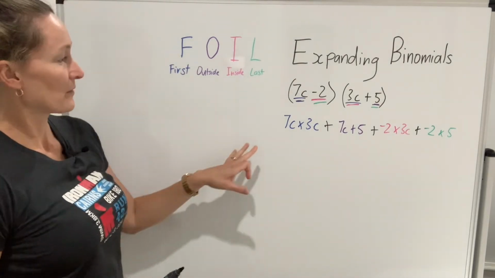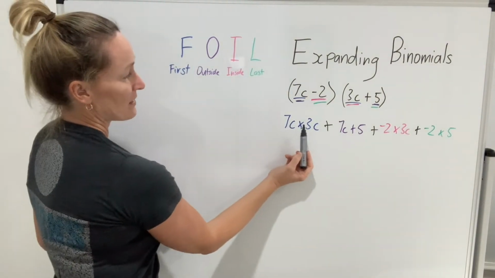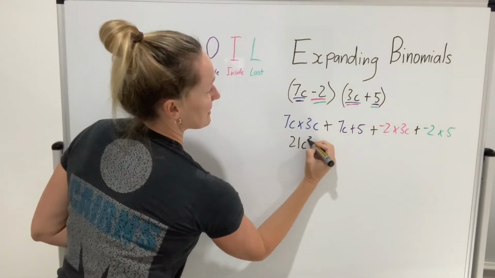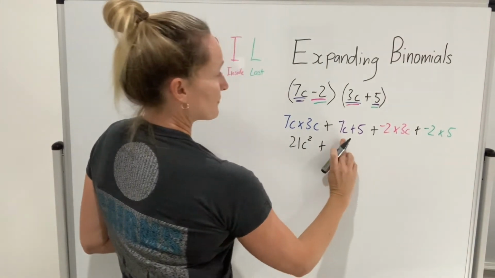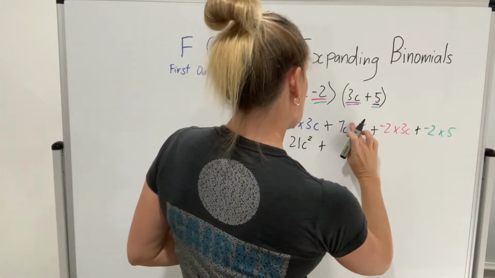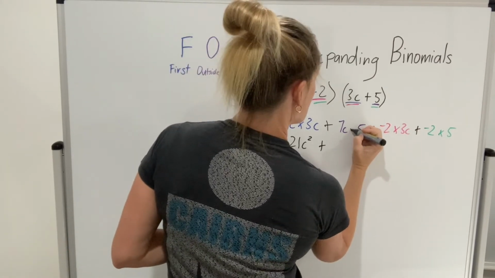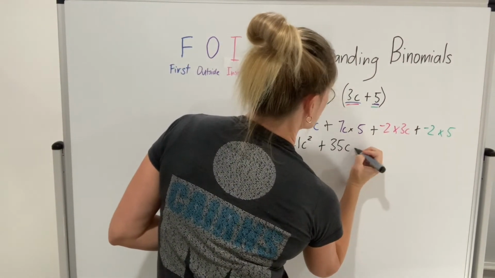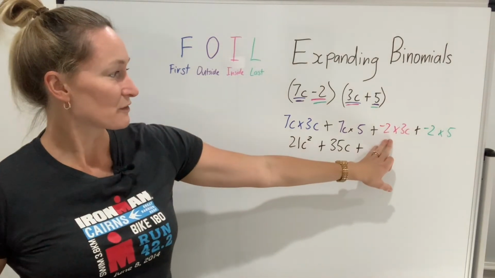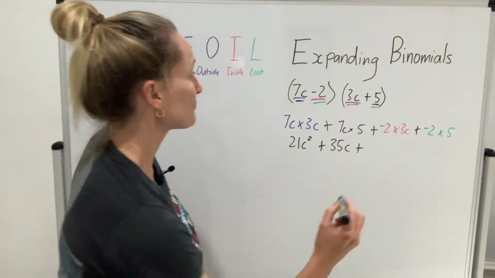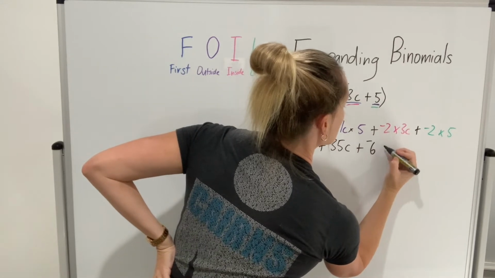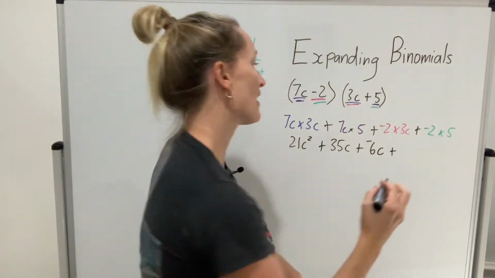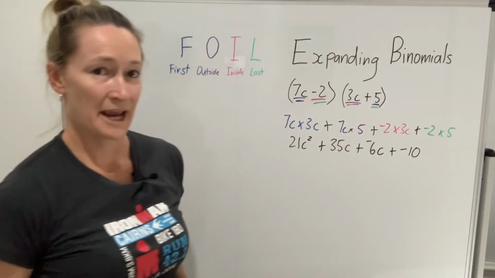All right, from there we complete the multiplication. So 7 times 3 gives us 21c, and then c times c, which is c to the power of 2, plus 7c multiplied by 5 gives us 35c, plus negative 2 times 3c gives us negative 6c, plus negative 2 times 5 is negative 10.